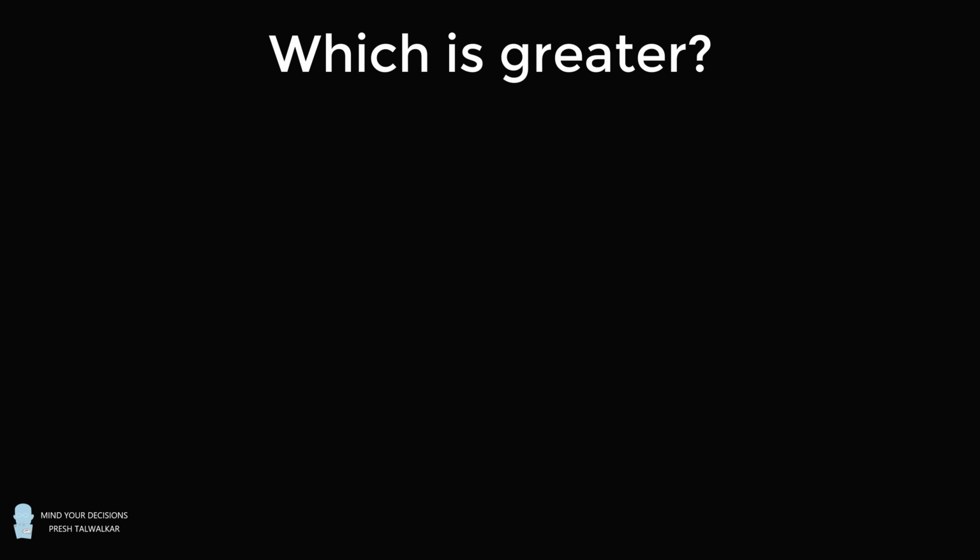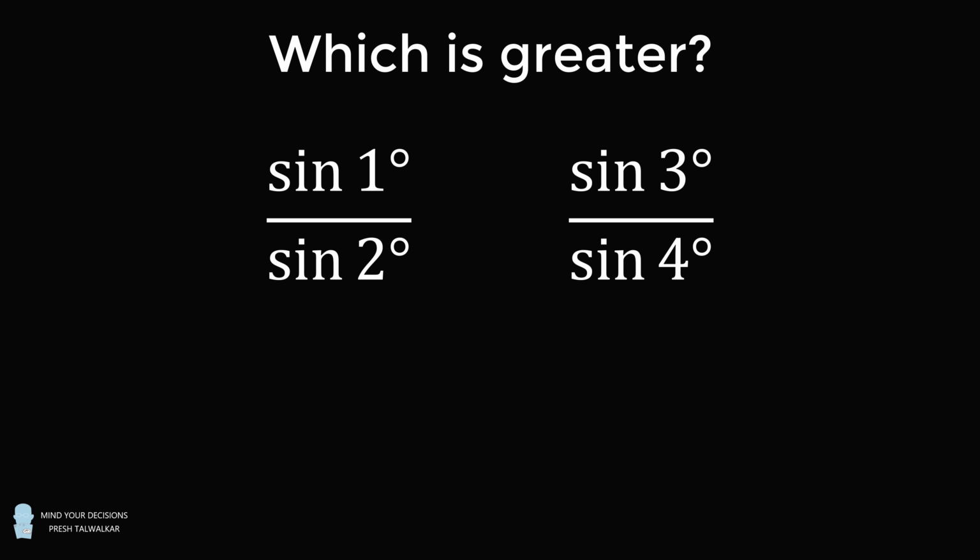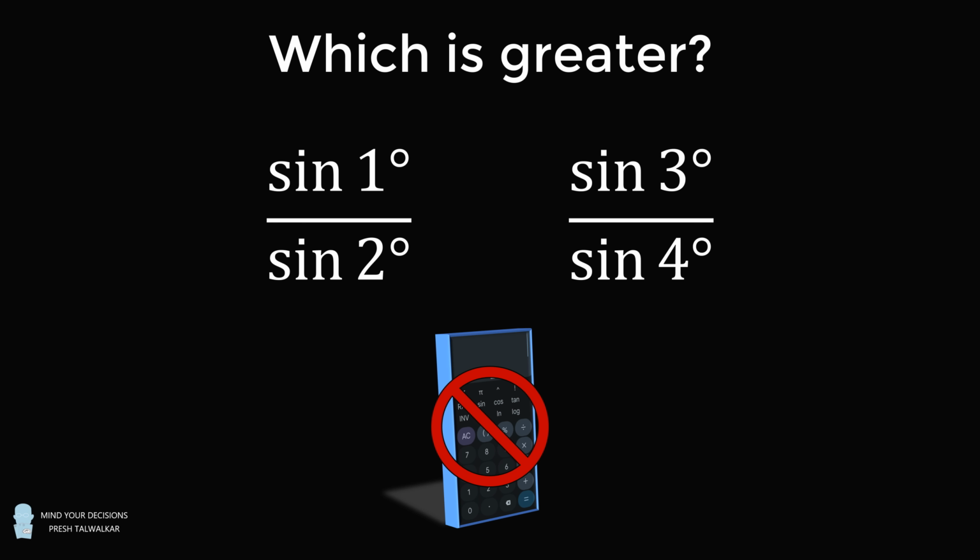Which quantity is greater, sine of 1 degree divided by sine of 2 degrees, or sine of 3 degrees divided by sine of 4 degrees? This is a no calculator question, and I thank Amit for the suggestion.